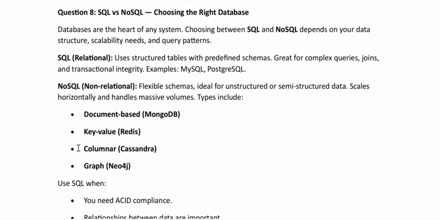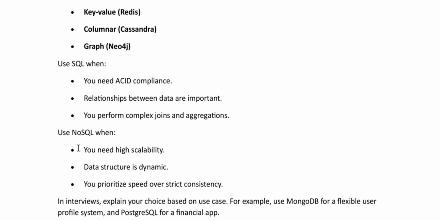Use a SQL database when you need ACID compliance, relationships between data are important, or you perform complex joins and aggregation. You should use NoSQL when you need high scalability, the data structure is dynamic, or you prioritize speed over strict consistency.